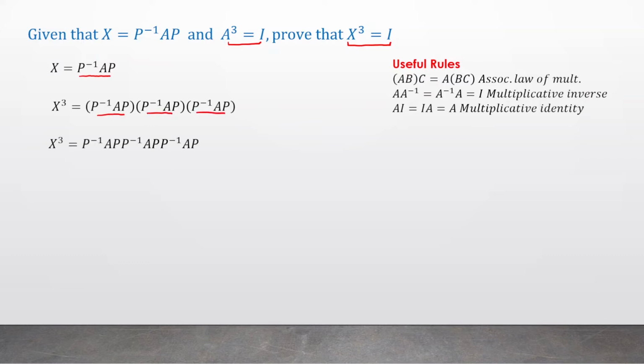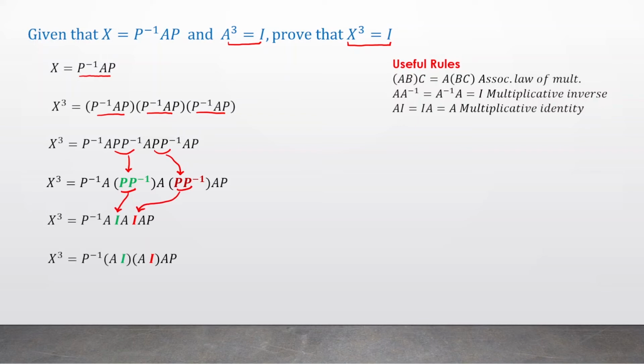Next, we remove the brackets. So we can do some regrouping. We have P inverse P here and P inverse P here. And we know that P inverse P equals I from the second rule. So basically, this is written down as the identity matrix here.